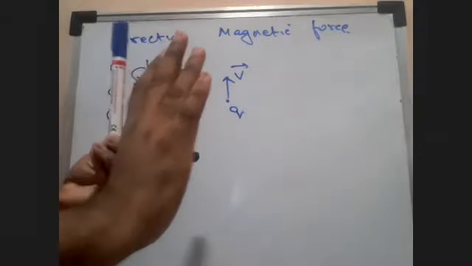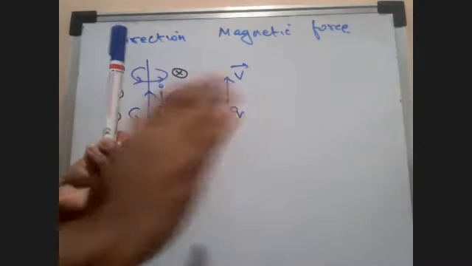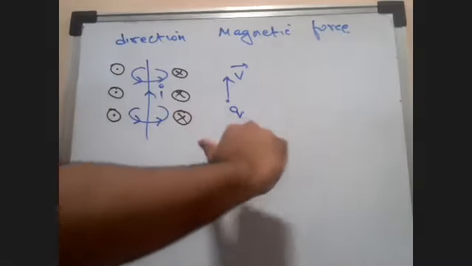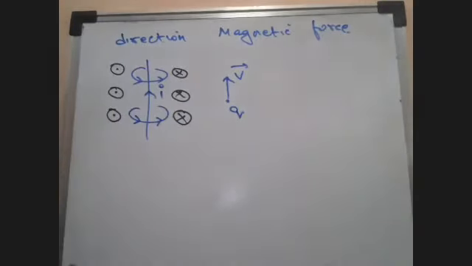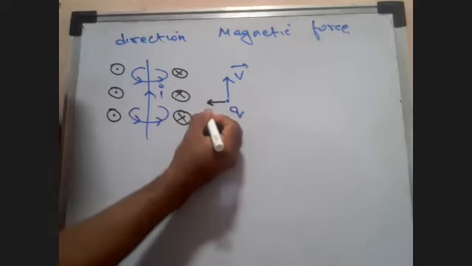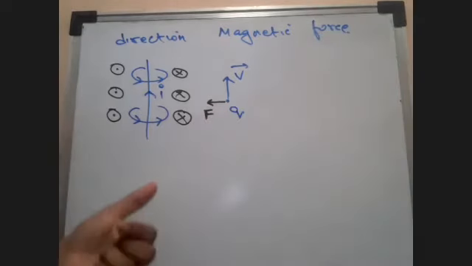Take your right hand, apply v cross B. In that case, where is your thumb going? Apply v cross B. Is it going this way? Left side? Can I say the force is here? Has everyone understood this small part?